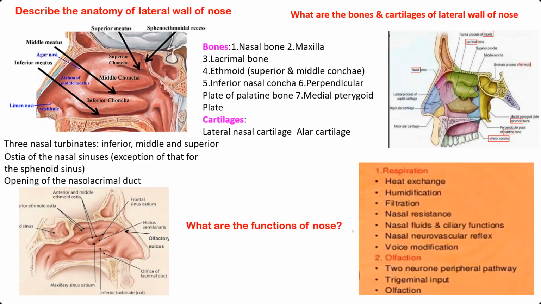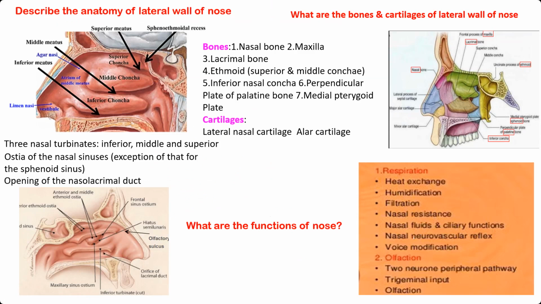So it filters, heat exchange, humidification, filtration of all the dust and other particles, and it causes some amount of resistance because it's a narrow passage. Anything which is narrow takes a bit of effort to pass through. Any flow of gases will take a little more effort. So it causes resistance, and it can also produce some fluids, and it has hairs which are called vibrissae. Larger particles are all caught in the vibrissae, and they form a coating with the nasal fluid and encrust them and retain them without going into the lower respiratory tract.